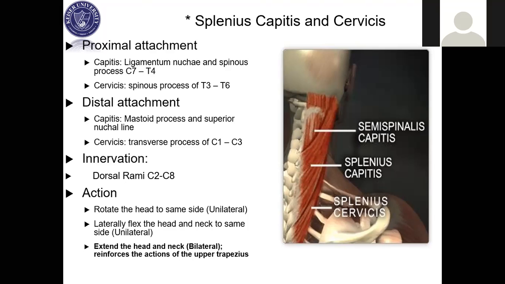But again, most important, splenius capitis and splenius cervicis assist the trapezius in extension of the head and the neck. That is what is important about this muscle.